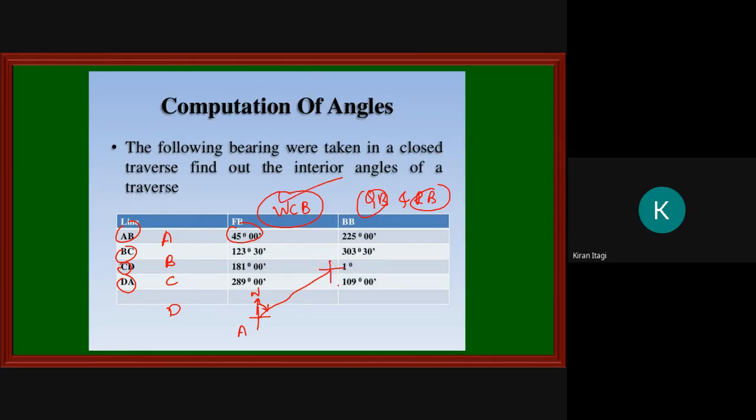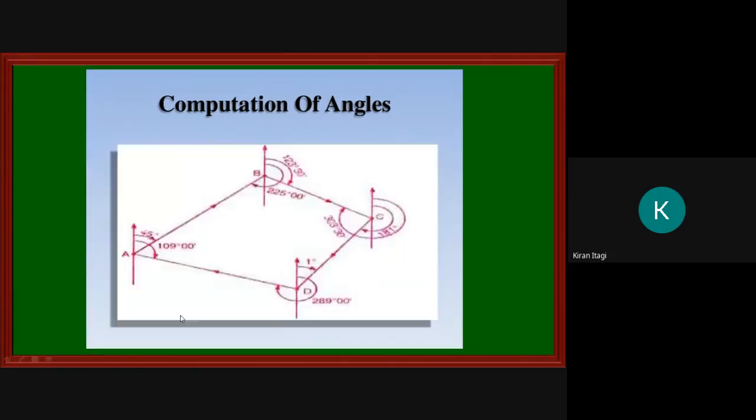So we have got the station B. From B to C, what is the angle? It is 123 degree 30 minutes. The same way, go on solving it. So those who don't know how to solve, I will explain. Just see here.